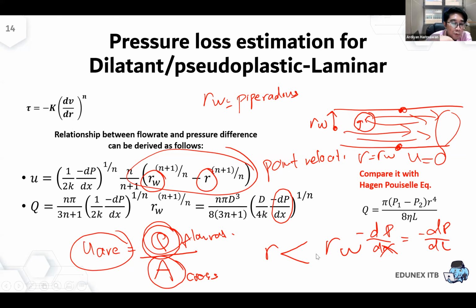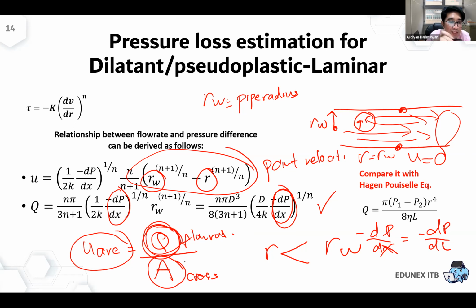If you have the value of dP over dx or dP over dl, then you can calculate the Q using this equation. It will depend on what kind of information that you have. If you have the value of dP over dx, then you can use this equation. Then after you have Q, you have D, the diameter. You can calculate the area, then divide Q by A. Can be understood, right? That's how you can get the average velocity.